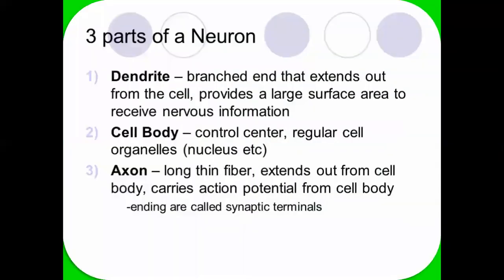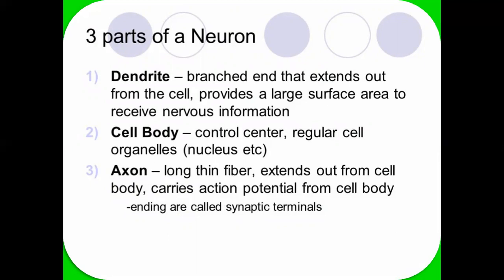the main parts of neurons. I told you before there are three main parts of a neuron: dendrite, cell body, and axon. Dendrite is a branch-like structure and branch end of the cell body that extends out from the cell, and it provides a large surface area to receive nervous information.